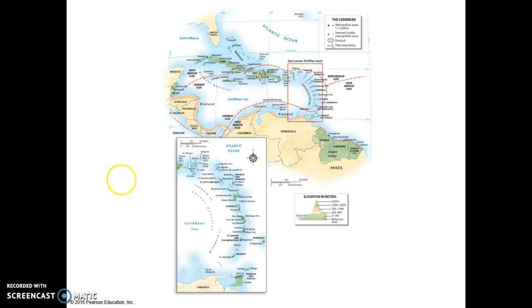Notice the physical geography. Let me just point out a few things. Basically the Caribbean region is made up of 26 countries. Most of them are small countries, or maybe I should say all of them are small countries. We have the islands, the Greater Antilles, which are Cuba, Hispaniola, which is made up of Haiti and the Dominican Republic, Puerto Rico, and Jamaica. Those are the big islands.